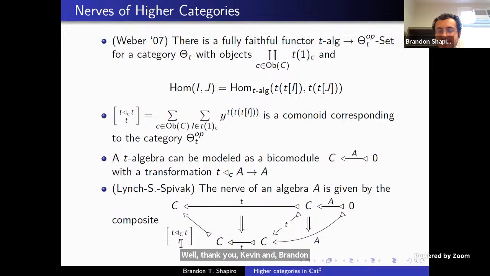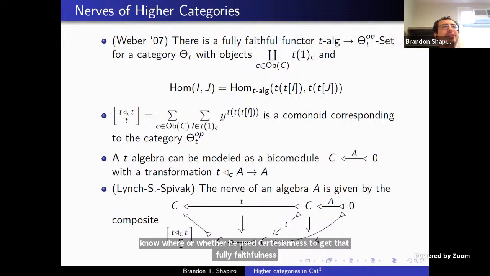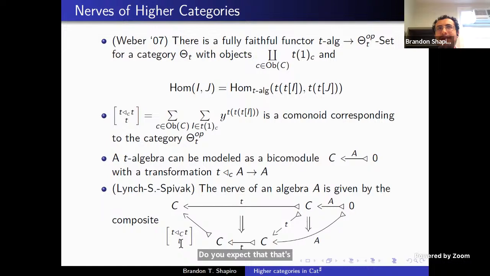Maybe. Brandon, in Weber's result, the nerve result, do you know where or whether he used Cartesianness to get that full faithfulness? Oh, I should know the answer to this. Do you expect that that's very important? Because I don't think we use it here, right? This would have worked even if T was not Cartesian.